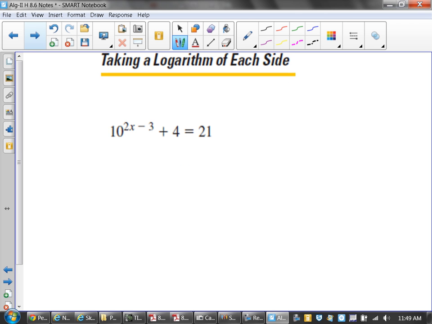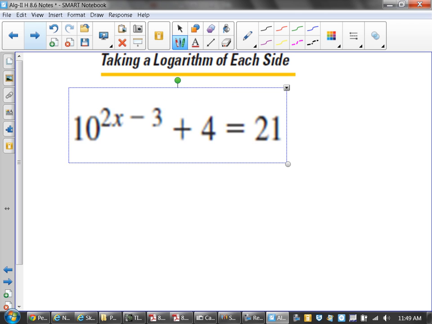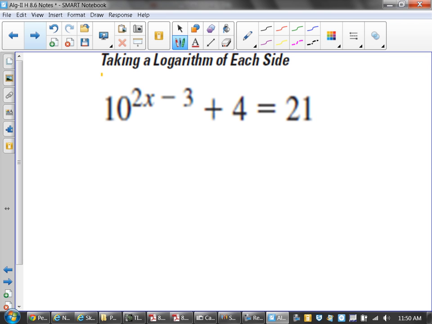All right, let's take it a step further. Take it another step. Again, we have a multi-step problem dealing with exponents. Think about it in terms of order of operations.